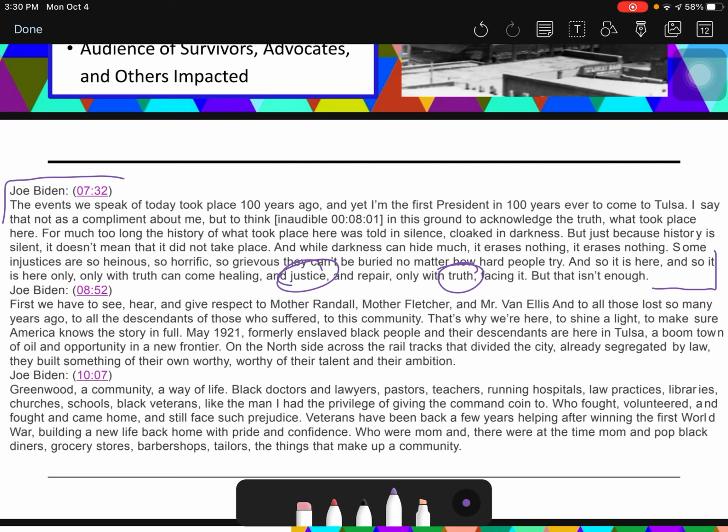In other words, he sees that truth and justice are important to them, and so he's making subtle nods to that in the first paragraph. Let's read the next one.